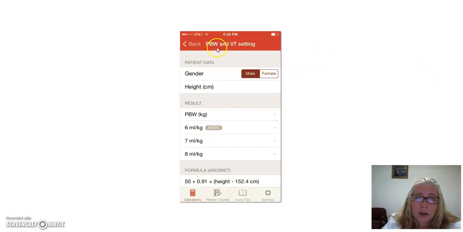And then for the body weight and tidal volume settings, again, you're going to pick the gender, the height, and then it's going to calculate all of these for you. And this is where they're going to set their initial tidal volume based on these guidelines. And it also adds in some national standards in here. So it's actually very up-to-date and meets all the national standards of care for respiratory patients. So I was pretty impressed to see that.